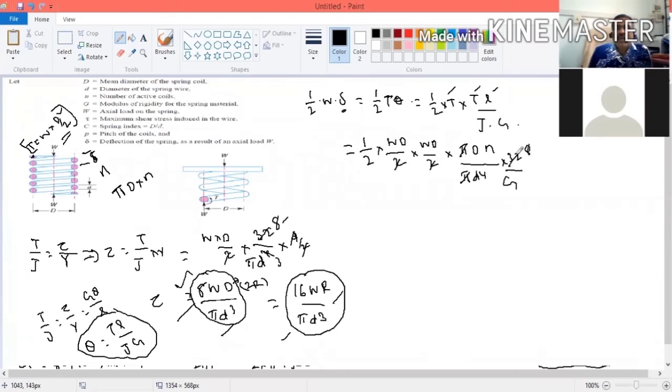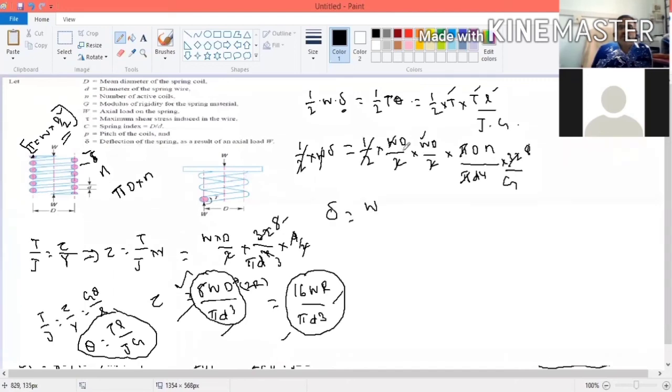So this will be 8. Now on the left side we have half into W into delta. You cancel this off and this off. You cancel this W and this W. Now what is delta? Delta is equal to W.